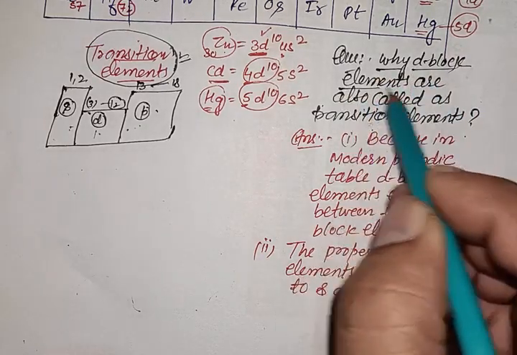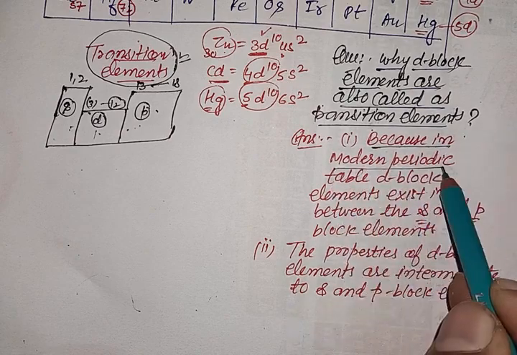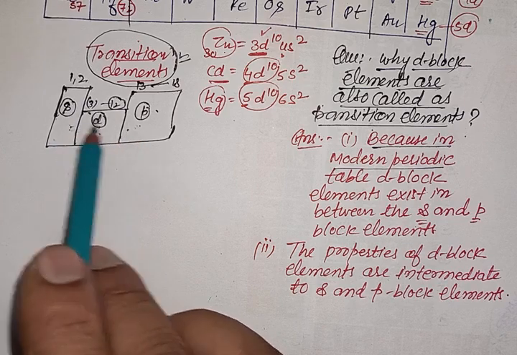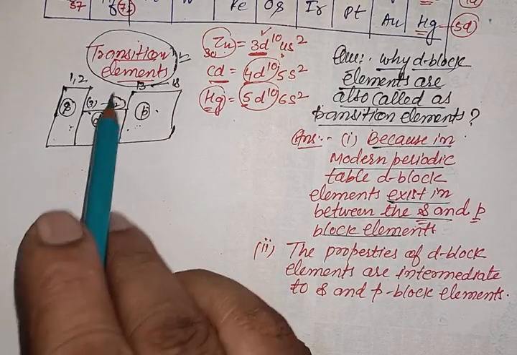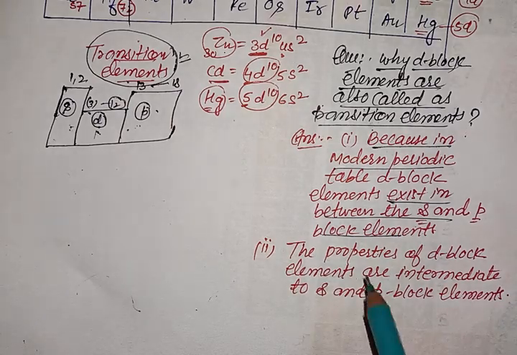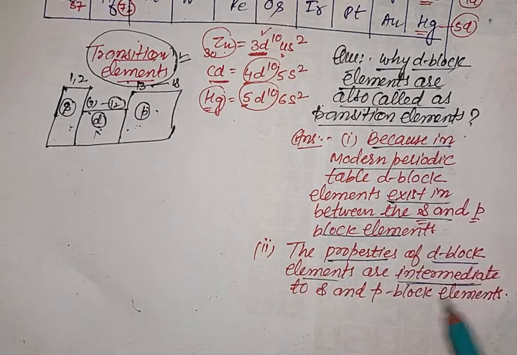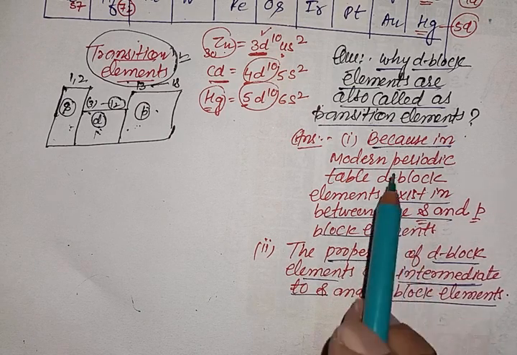Why are d block elements also called transition elements? Because in the modern periodic table, the position of d block elements is between the s and p block elements. The in-between position is also called the transition position, and the properties of d block elements are intermediate between the properties of s and p block elements. That's why these are also called transition elements.